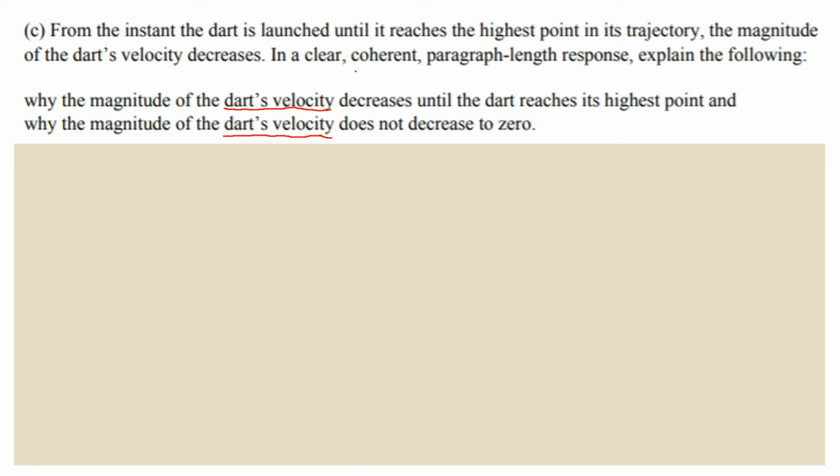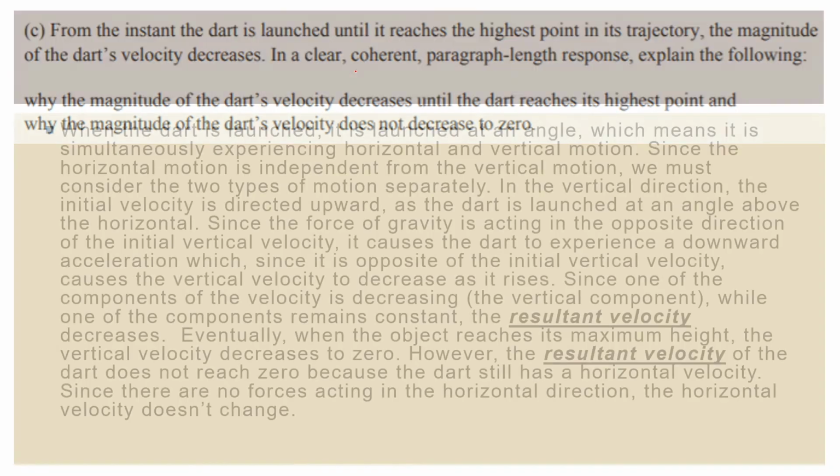So obviously, while to some degree in this question, you have to talk about what's happening to the vertical component and what's happening to the horizontal component of the velocity, you really got to tie it back to the overall, or in other words, resultant velocity that this thing has. And so here's what I wrote.